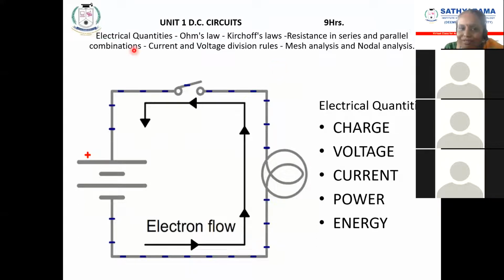So unit 1, the first unit, is DC circuits. I told you DC is direct current circuits. Are you clear, ma'am? So direct current circuits.